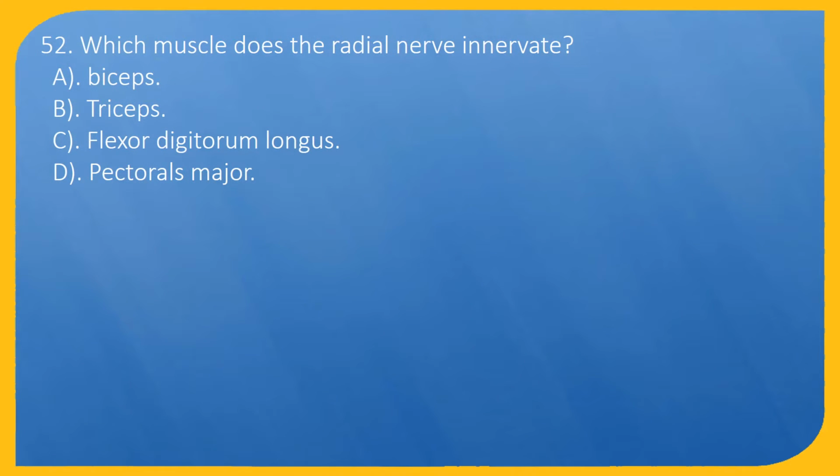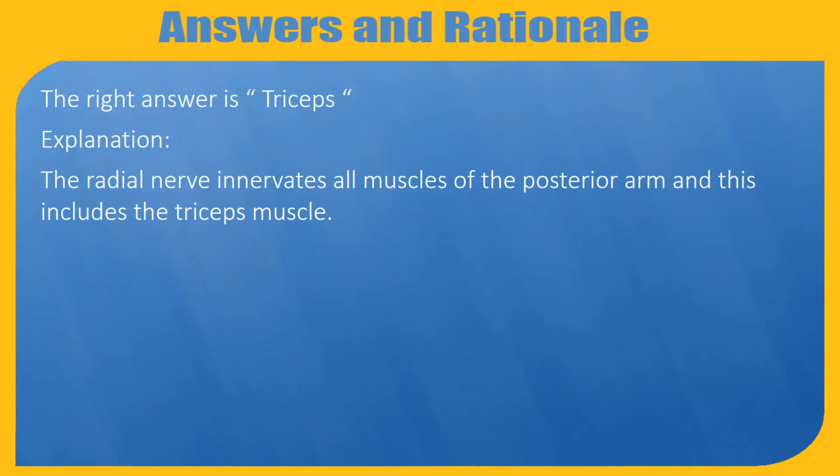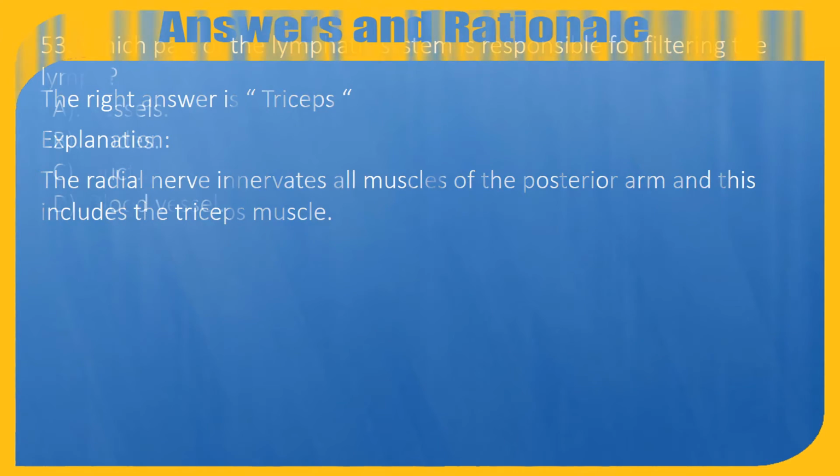Question 52. Which muscle does the radial nerve innervate? A. Biceps. B. Triceps. C. Flexor digitorum longus. D. Pectoralis major. The right answer is triceps. Explanation: the radial nerve innervates all muscles of the posterior arm, and this includes the triceps muscle.